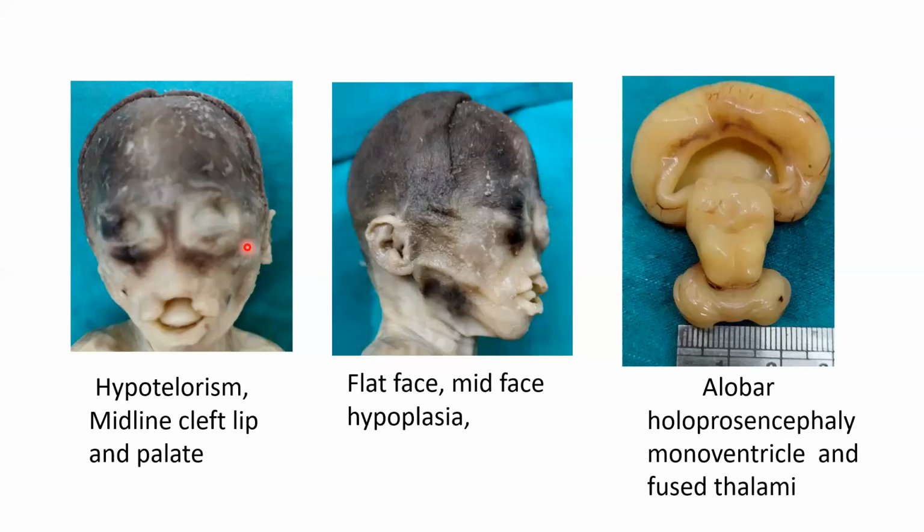In the fetal autopsy, there was hypotelorism. Here we can see the left cleft lip and palate. And here we can see the flat face, mid-face hypoplasia. And in the brain dissection, we can see lobar holoprosencephaly. There was a monoventricle, and the monoventricle collapsed while opening the brain, and there were fused thalami. And so further testing was done.